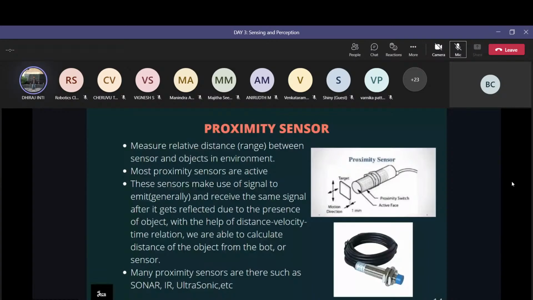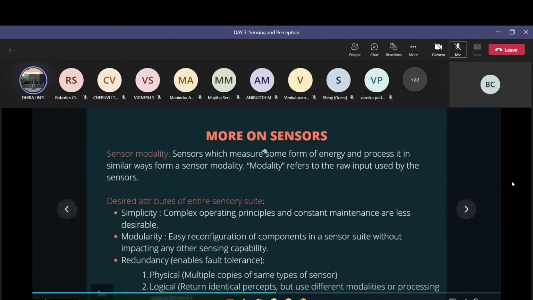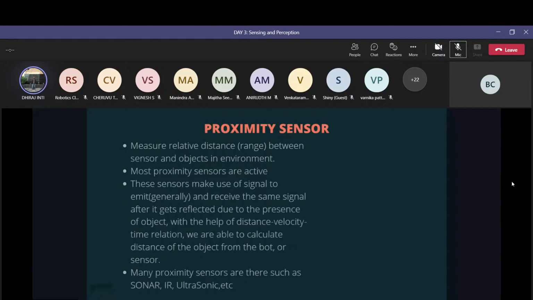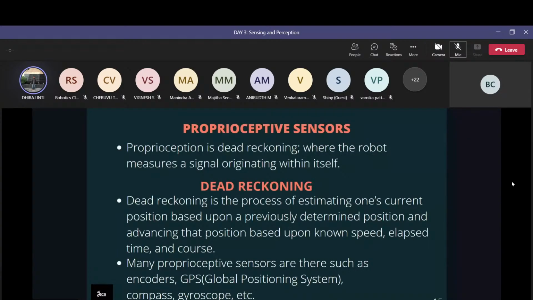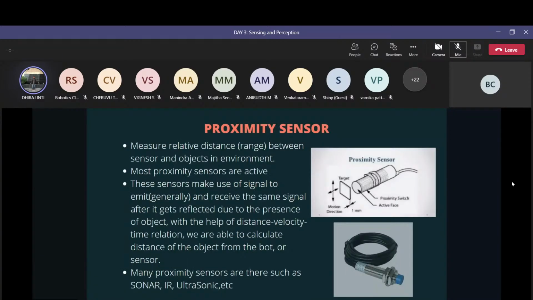Fine, so that is a transducer, and the sensor modality you were seeing just now is defined by this transducer only. I hope that has cleared up what sensor modality is, because it refers to the raw input which you take in. The raw input goes directly to the transducer, so the manufacturer of the transducer will be defining this modality. Is that clear?